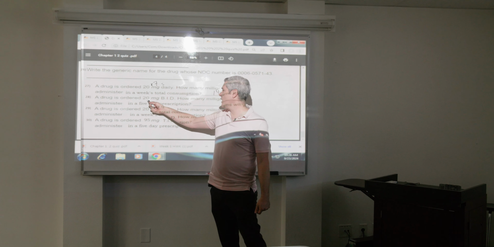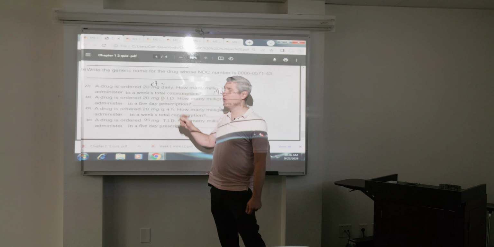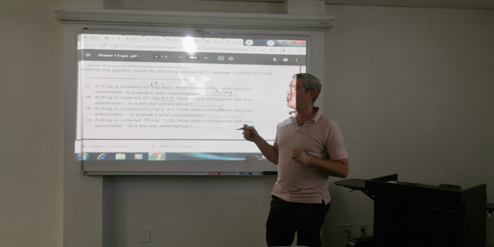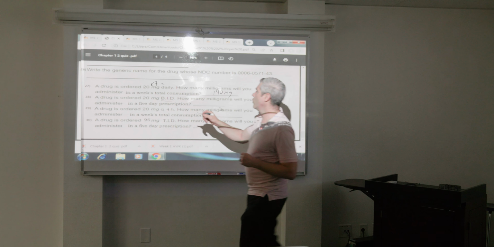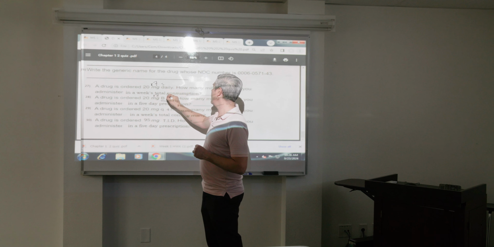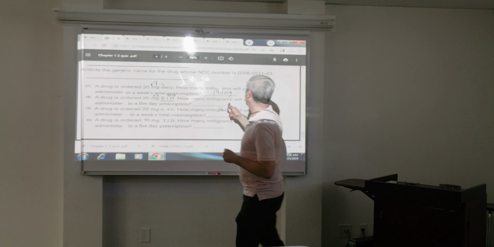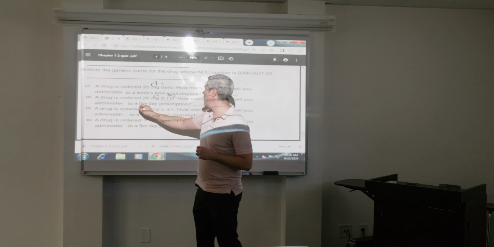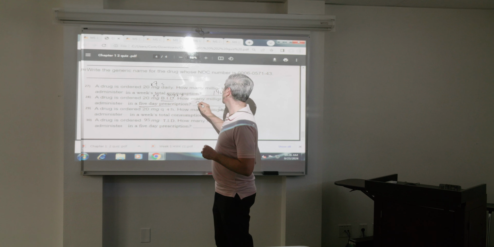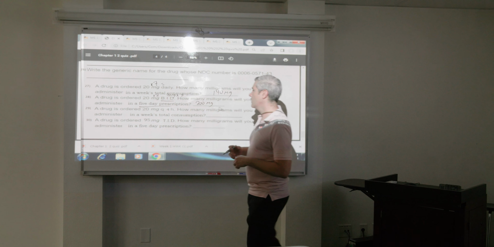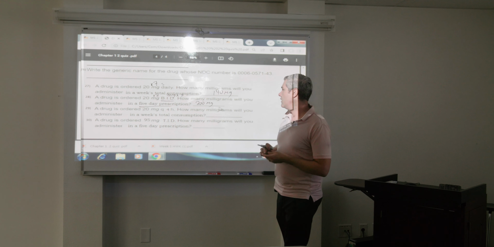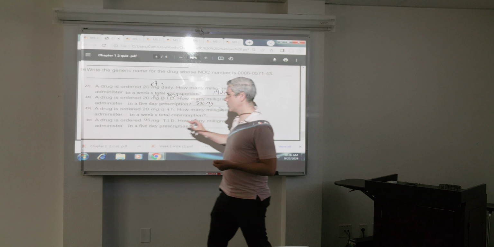28, a drug is ordered 20 mgs BID. Here, if you look at the PowerPoints, if you look at the worksheet I was talking about, BID stands for twice a day. So that means a drug is ordered 20 milligrams twice a day. So that means times 2. So that means it's 40 mgs per day. How many milligrams will you administer in a 5-day prescription? So 40 mgs times 5. So that means we're going to give them 200 mgs in that week. Well, not necessarily that week, in that 5 days. They want to have that prescription.